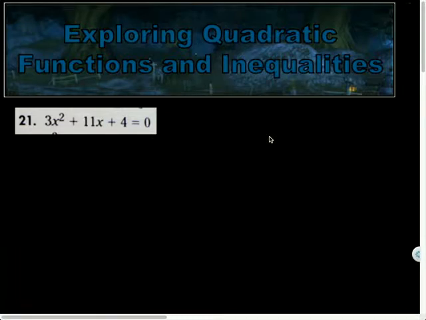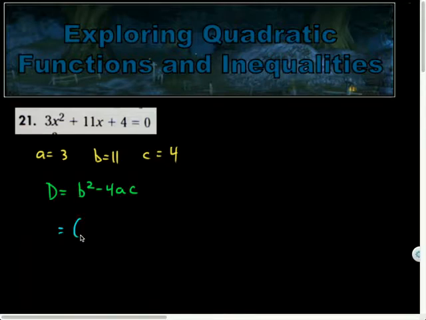Okay, good. So first things first, I can't simplify this in any capacity, so I'm just going to say straight up a equals 3, b equals 11, c equals 4. And I'm going to plug that into the discriminant. The discriminant was this formula, D is equal to b squared minus 4ac. And depending on the value of D, we were able to know the nature of the roots, or the kinds of solutions, or the kinds of x-intercepts we're talking about. So that's what this is referring to, the nature of the roots.